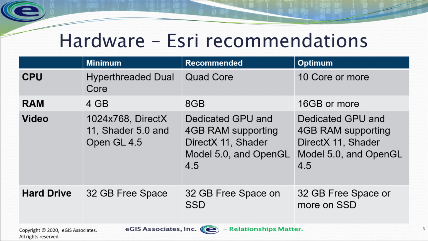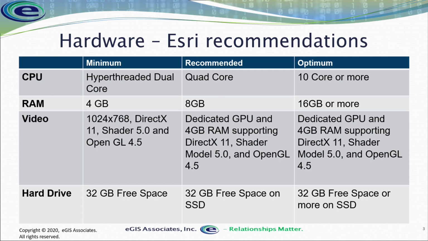Then Esri recommends, this is what they recommend as a setup, at least a quad-core processor. Obviously more is better, but at least a quad-core processor with 8 gigabytes of RAM and a dedicated graphics card. Right, so that dedicated graphics card is going to have a dedicated GPU or graphics processor unit on it and dedicated video RAM. And they say a minimum of 4 gigabytes on that. And then with that, you're going to support DirectX 11 and Shader 5.0 and OpenGL 4.5 on there. But yeah, you definitely want that dedicated graphics card.